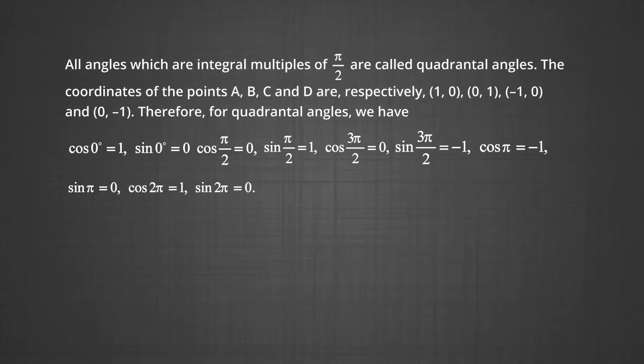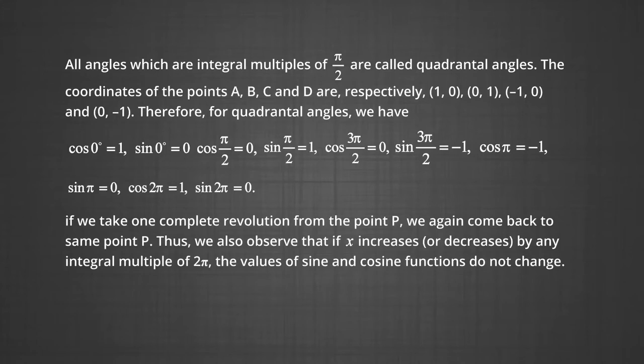and (0, minus 1). Therefore, for quadrantal angles, we have cos of 0 degree is 1, sin of 0 degree is equal to 0, cos of pi by 2 is equal to 0, sin of pi by 2 equals 1, cos of 3 pi by 2 equals 0, sin of 3 pi by 2 is equal to minus 1, cos of pi is equal to minus 1, sin of pi is equal to 0, cos of 2 pi is 1 and sin of 2 pi is 0.